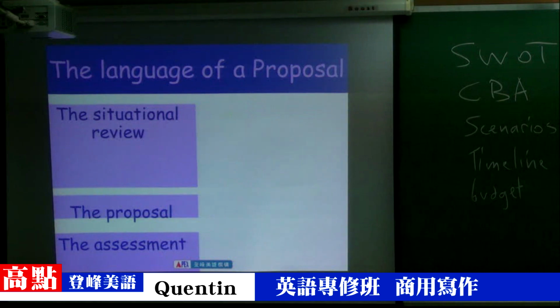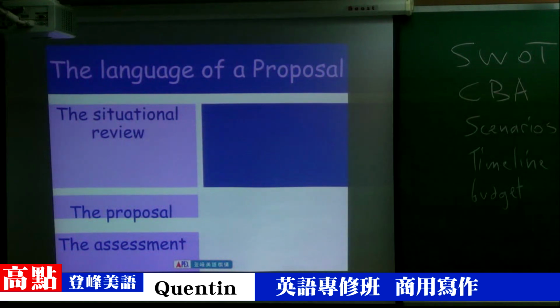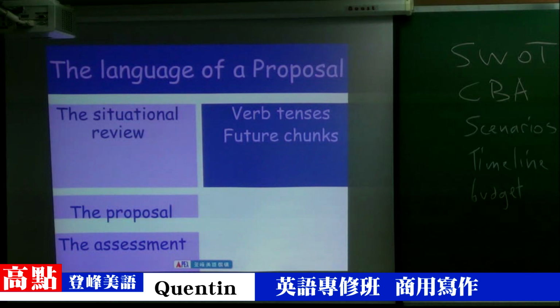Now, let's have a look at the different language that you need to use when you are writing your proposal. Let's have a look at the different grammar that you need to learn. In your situational review, the language you need to focus on when you are writing is verb tenses and future chunks. So, if you have already watched the first class in this course, if you've already seen the VOD on the first class, then you will know how to use verb tenses and future chunks to write the situational review. And in fact, in the previous class, in the previous VOD, you were learning how to write a situational review. Okay, so in the situational review, you need to focus on verb tenses and future chunks.